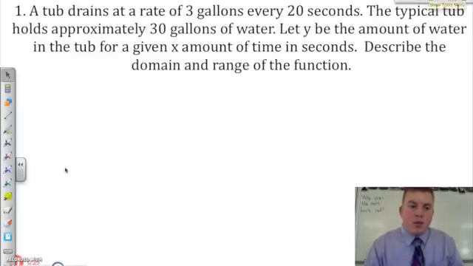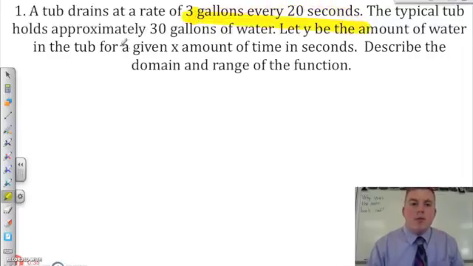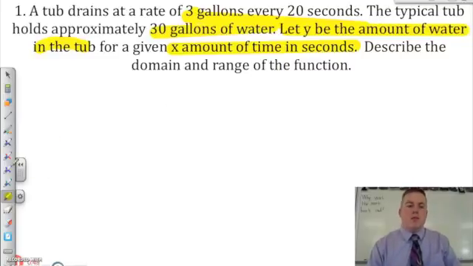As I go through, I'm going to highlight important information that we might need to know along the way. So we have a tub that drains at a rate of 3 gallons every 20 seconds. The typical tub holds approximately 30 gallons of water. We want to let Y be the amount of water in the tub, and X is going to be our amount of time in seconds. We want to describe the domain and the range of the function.